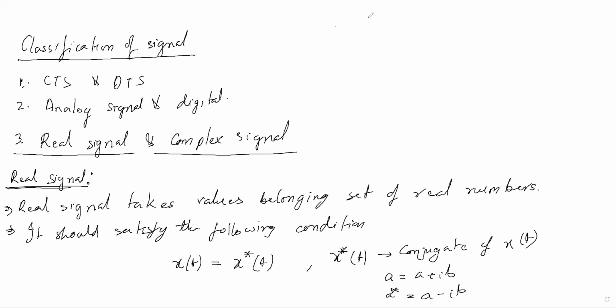Means there will be no difference. Because we already know that if we suppose a equal to 2, which is a real number, when we take a star, it will be 2 only. So a real signal should satisfy the condition x(t) equal to x star (t). So then come to the complex signal. It's over. Have you taken the note?